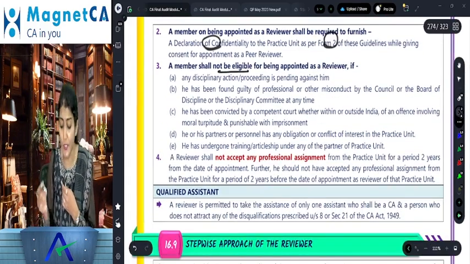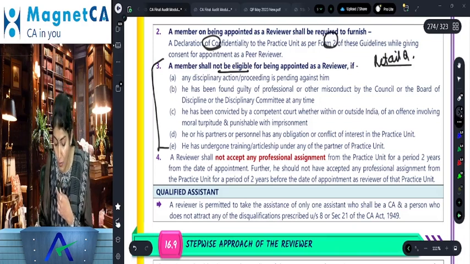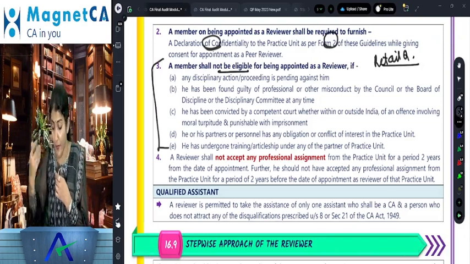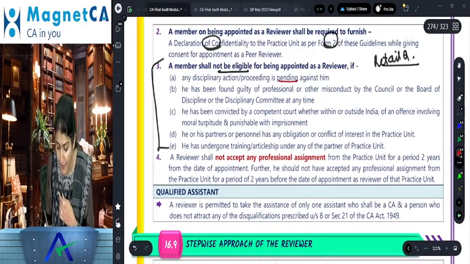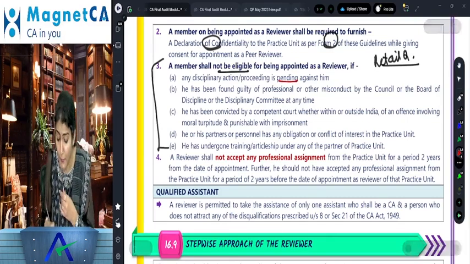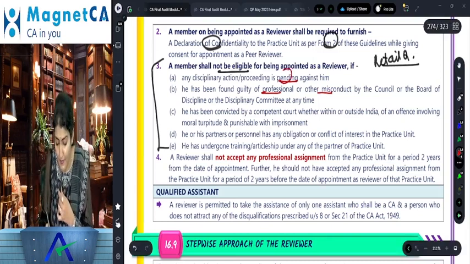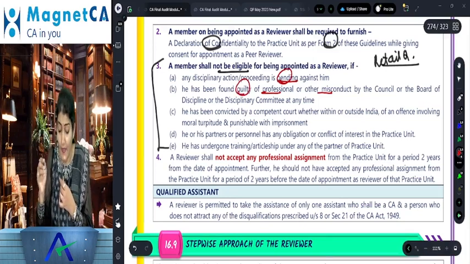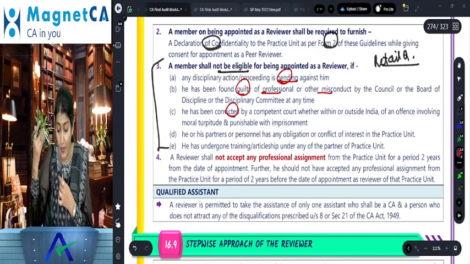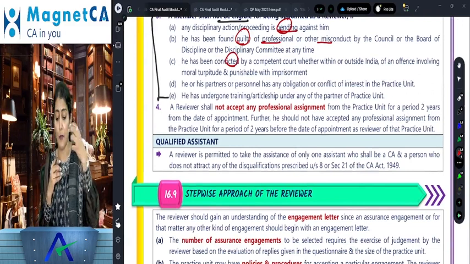Okay. And then what does it say? You shall not be eligible for appointment as a reviewer. So this can come as a retail question in your exams. You are not eligible to be appointed as a reviewer when any disciplinary proceedings are pending against you. So some charge of professional misconduct is pending against you. Obviously in that case, can you become a reviewer? No. Then what does it say? Has been found guilty of professional or other misconduct. So 1, proceedings are pending. 2nd, he is found guilty. Then he has been convicted by a competent court, whether within or outside India, of an offence involving moral turpitude and punishable with imprisonment.